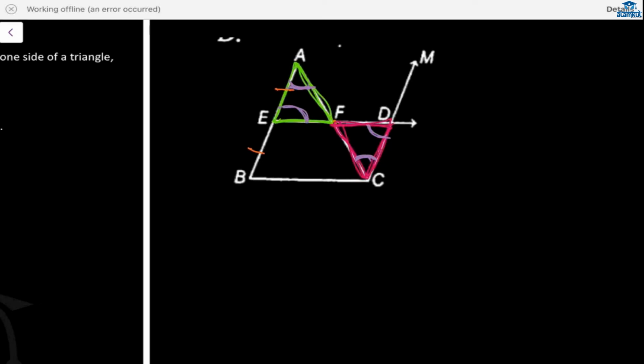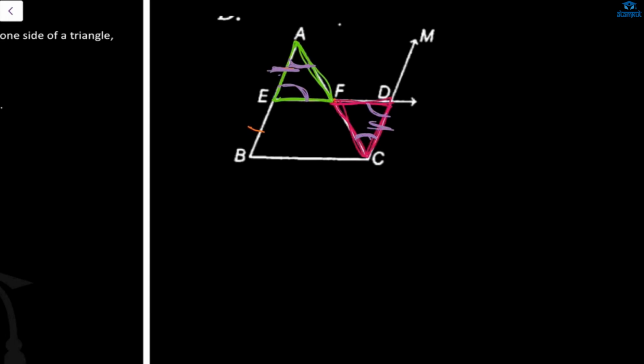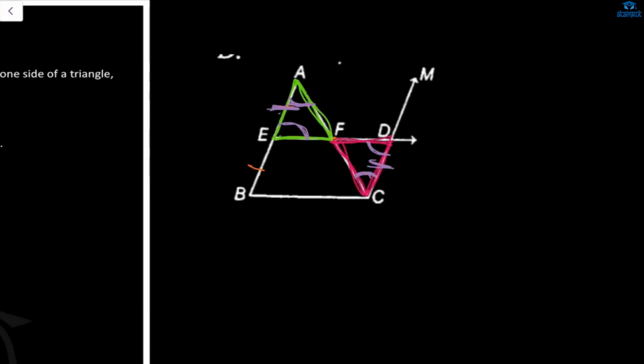Now CD will be equal to AE. How is CD equal to AE? Because BCDE is a parallelogram. We already know that in a parallelogram BE is equal to CD, and E is the midpoint, so BE is equal to EA. From there we conclude that AE is equal to CD. Any doubt? So we have CD equal to AE.